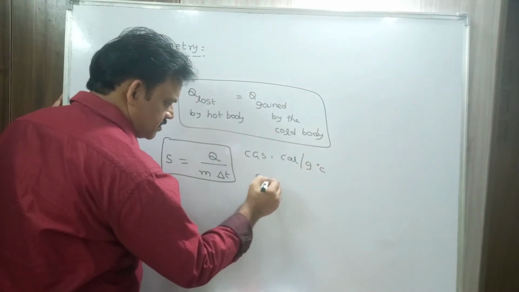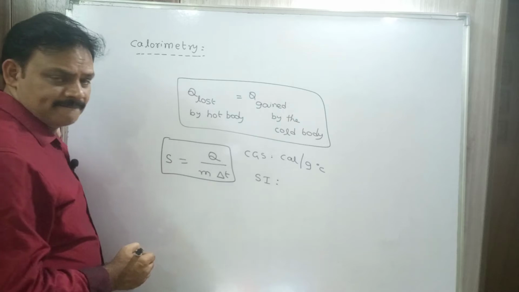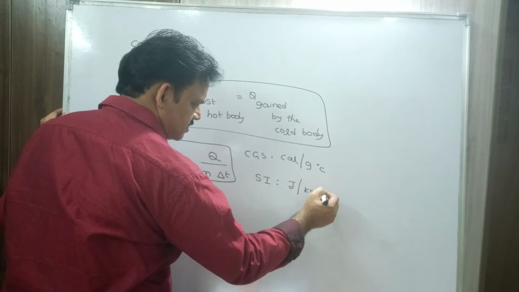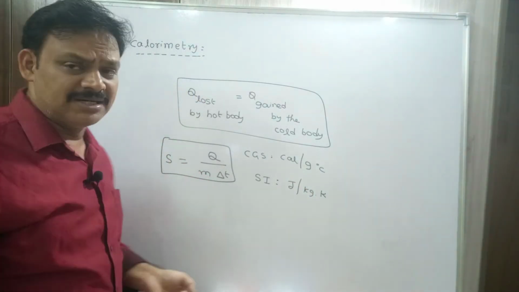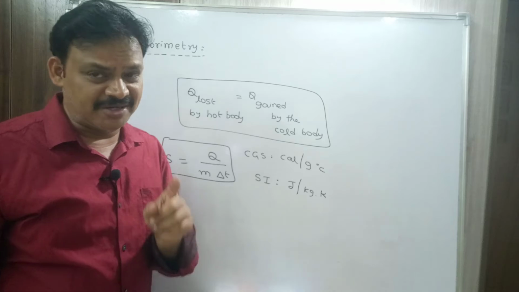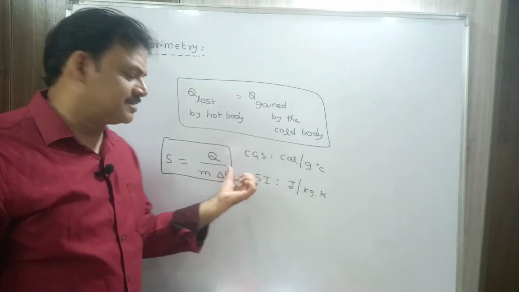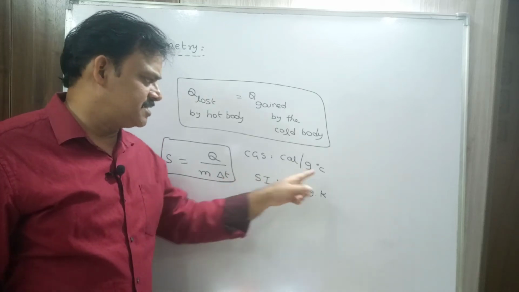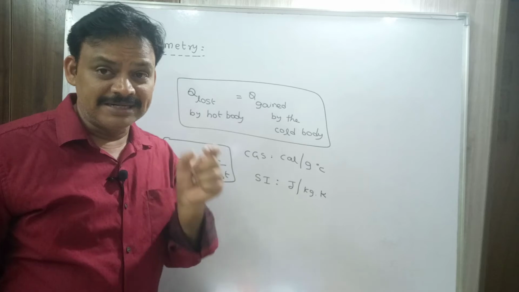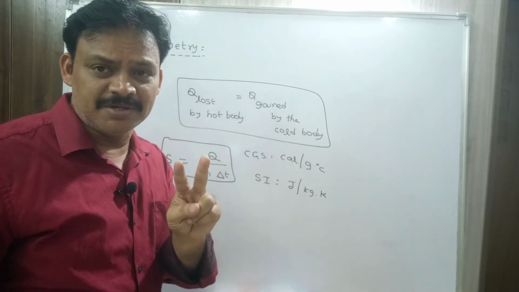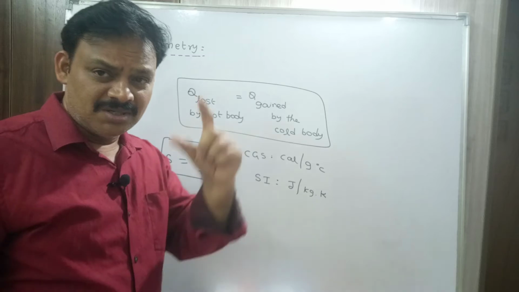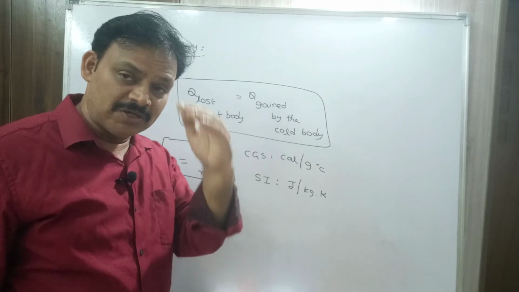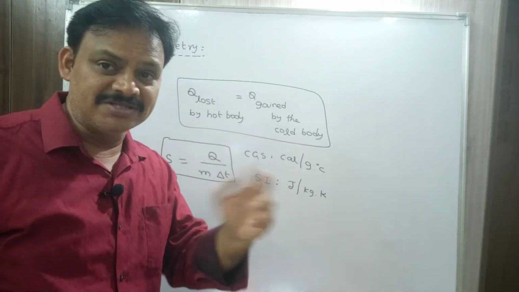And for specific heat, the SI unit: heat energy means SI unit joules, mass kilogram, temperature difference Kelvin. Generally there are no SI units or CGS units for temperature, but in general we take the temperature unit in SI as Kelvin. For temperature difference, Celsius and Kelvin are both equal. That means a 2 degrees Celsius rise in temperature is also equal to 2 Kelvin, because in temperature scales the gap between the lower and upper fixed points in Celsius and Kelvin scales is equal.